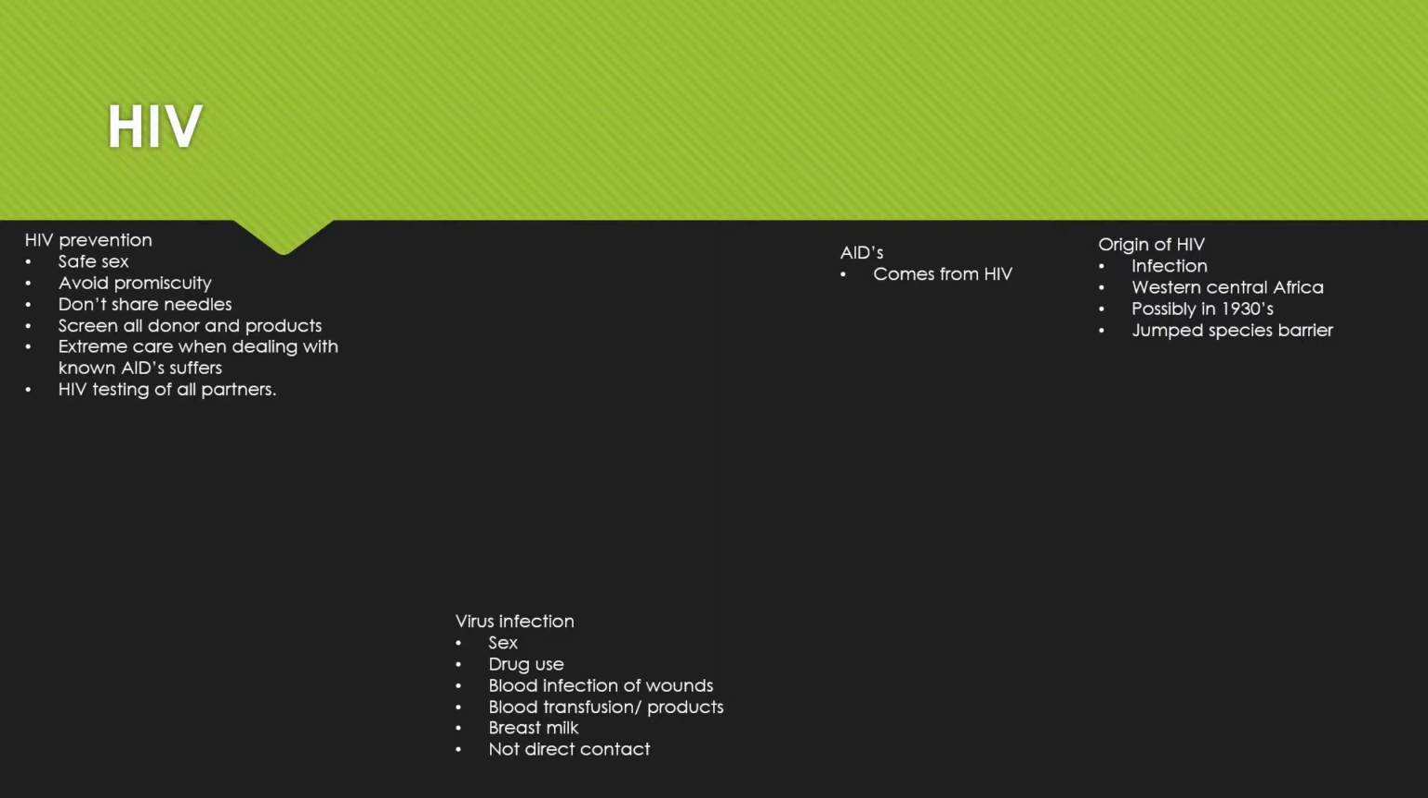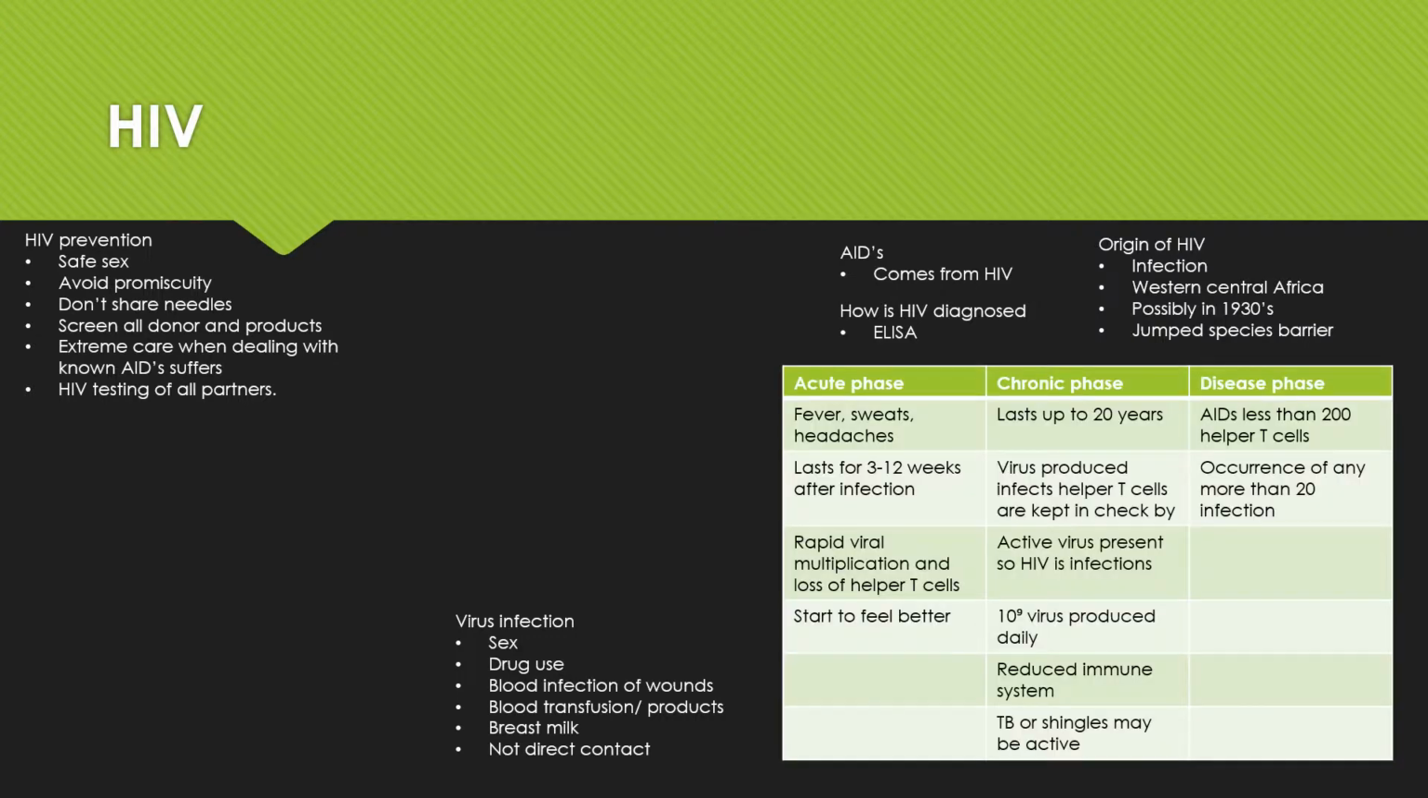HIV prevention: safe sex, avoid promiscuity, don't share needles, screen all donors and products, extreme care when dealing with known AIDS sufferers, and HIV testing of all partners. So, how is HIV diagnosed? Well, you use an ELISA test.